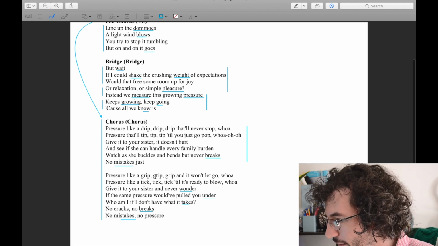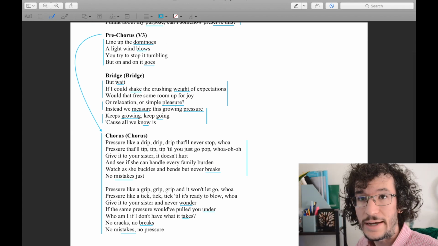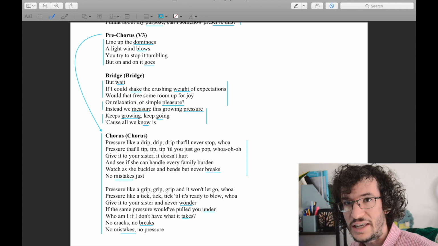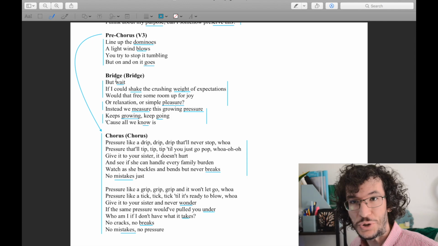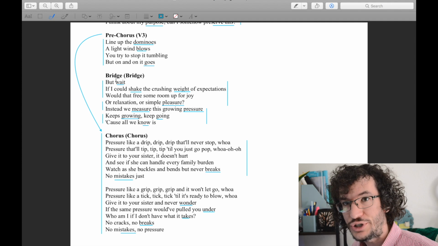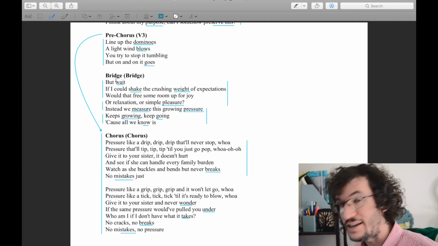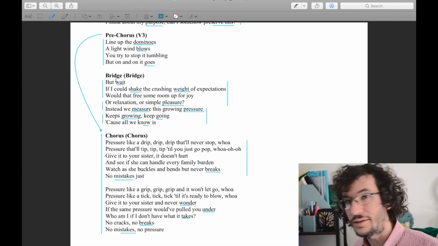Also, I wanted to point out that this bridge is in the relative major. So this whole piece is in the key of E minor. For the bridge, we take that detour into G major, which is just the relative major key. So our key signature stays exactly the same.